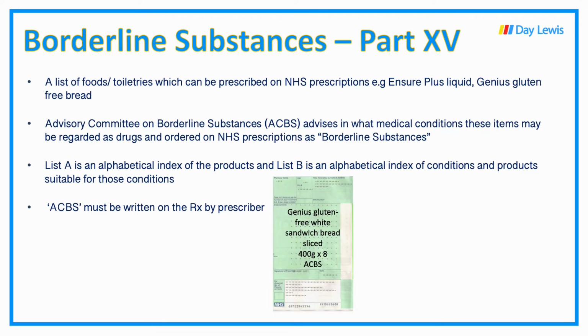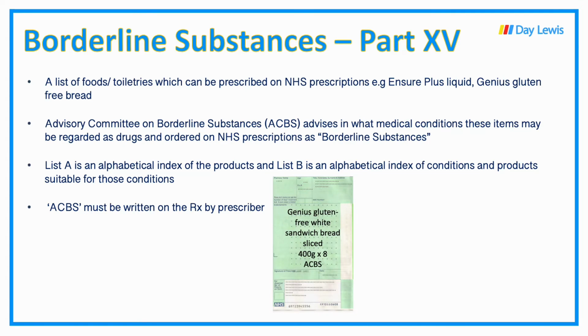So list A is an alphabetical index, and list B is an alphabetical index of the conditions and products suitable for these conditions. Okay, so list A is just an easy way to find out if the product is able to be given on an NHS prescription, and then list B will indicate any suitable conditions.